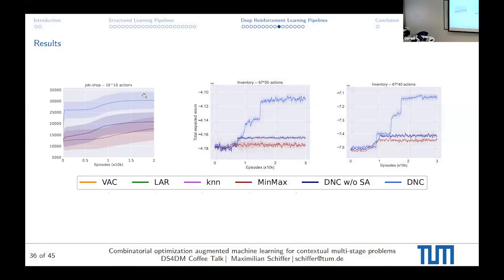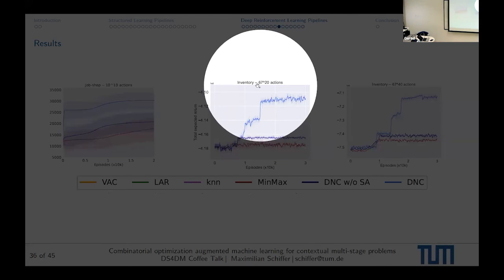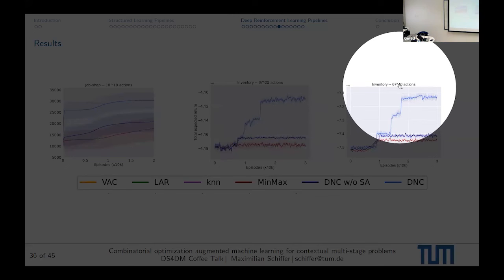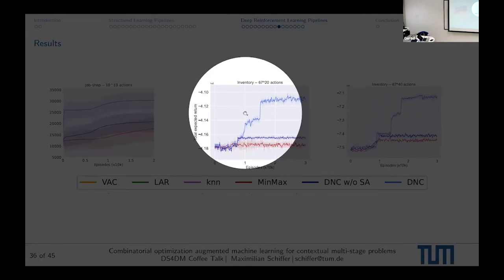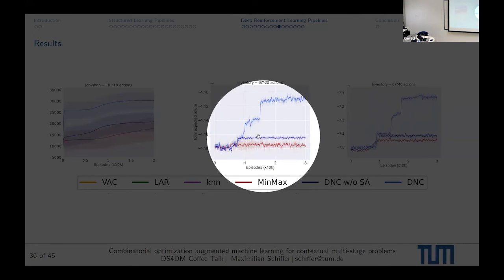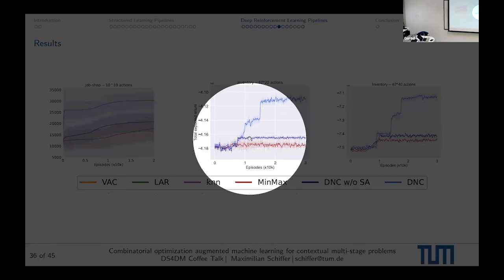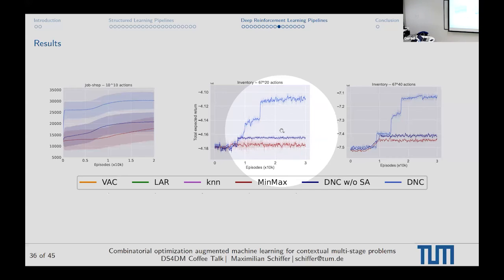And we see the same in the inventory case, where we have 67 to the power of 20 and 67 to the power of 40. It is a similar behavior, just a bit clearer, because already the DNC without simulated annealing outperforms the only other methods that scale at all, right?